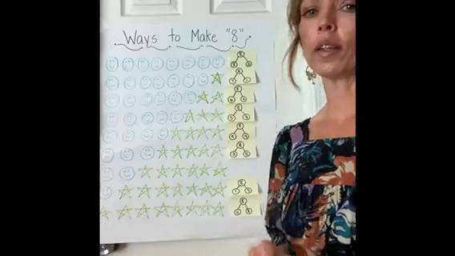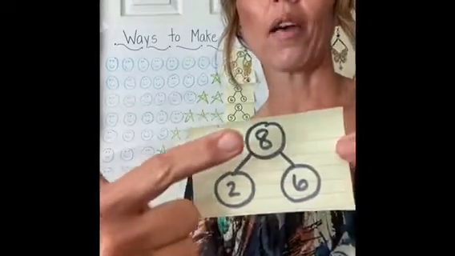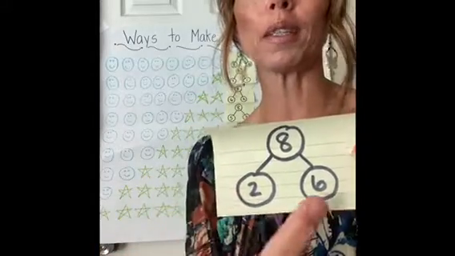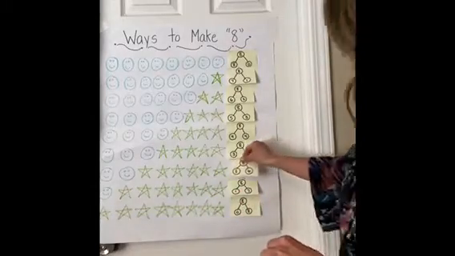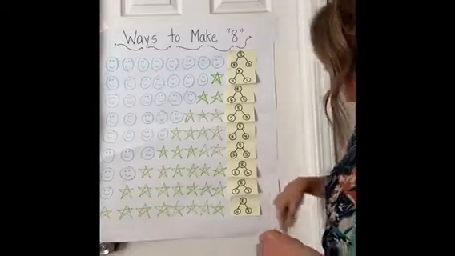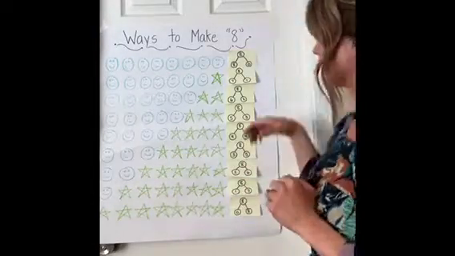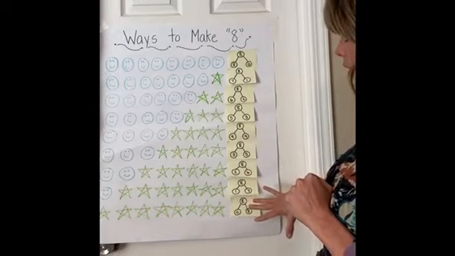And our very last one, which we only have one left, but we're still going to take a look at it. Now we have 8 is 2 plus 6, or 2 plus 6 is 8. So that means we have 2 happy faces and 6 stars. There we go. Awesome blossom. So here are all of our number bonds that go with our ways to make 8.